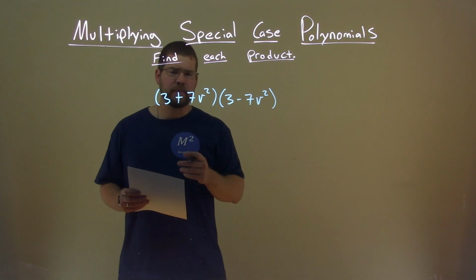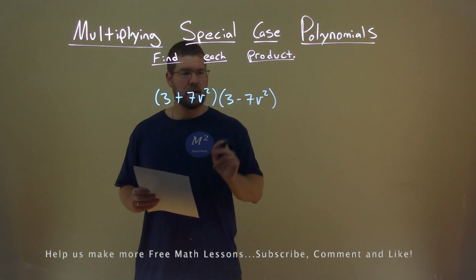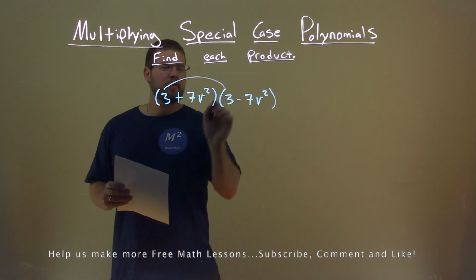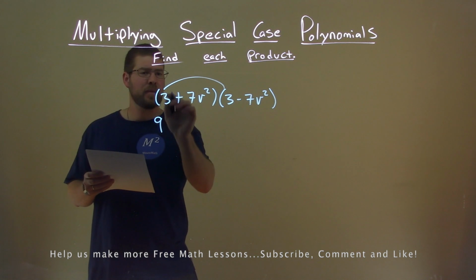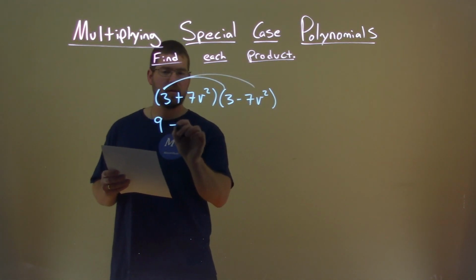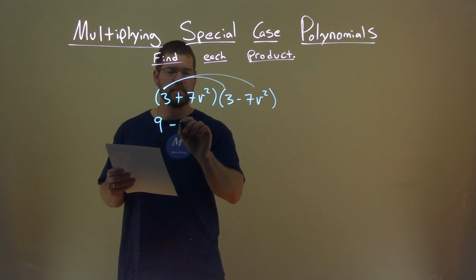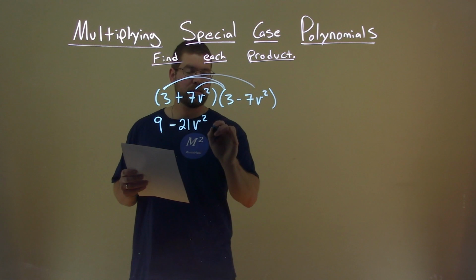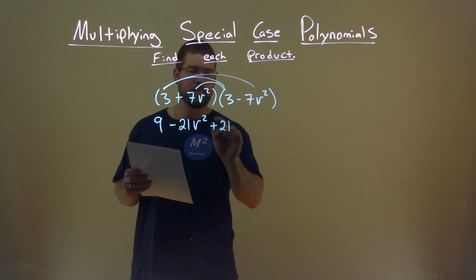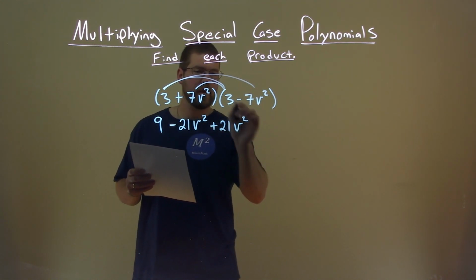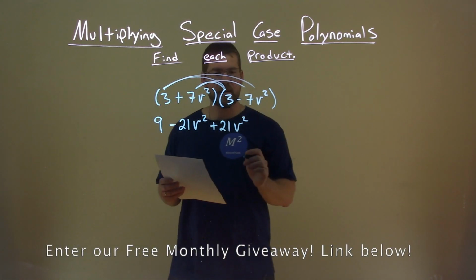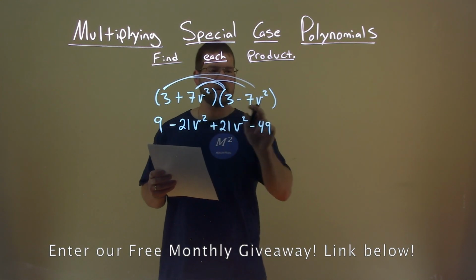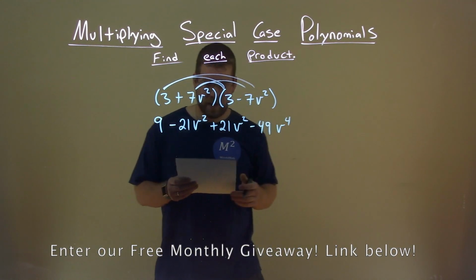We're given this problem here. 3 plus 7v squared times 3 minus 7v squared, and we need to find the product. 3 times 3 comes first. That's a 9. 3 times a minus 7v squared, well, it's a minus. 3 times 7 is 21, so minus 21v squared. 7v squared times 3, well, again, positive, now 21v squared. 7v squared times a minus 7v squared, well, 7 times 7 is 49. v squared times v squared is a v to the fourth power.